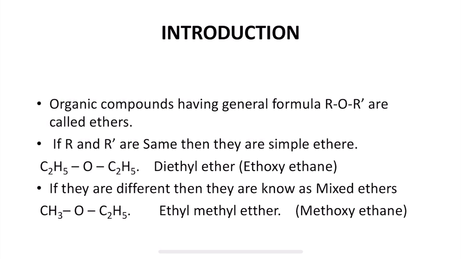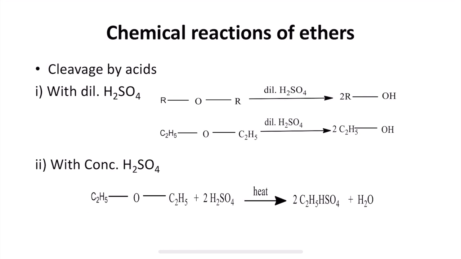Commonly, diethyl ether is called ethoxyethane. Suppose a methyl group is present, then it is methoxyethane. And suppose two phenyl groups are attached on both sides of the oxygen, then it is called phenoxybenzene. Okay, so in this way we do the nomenclature of ethers.